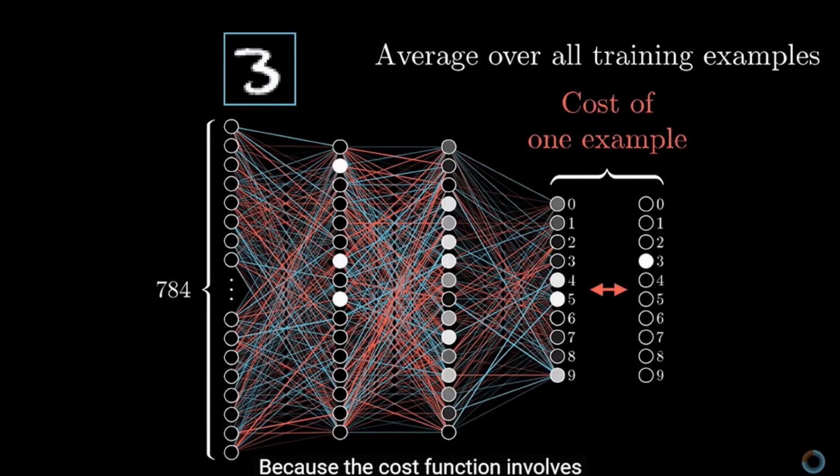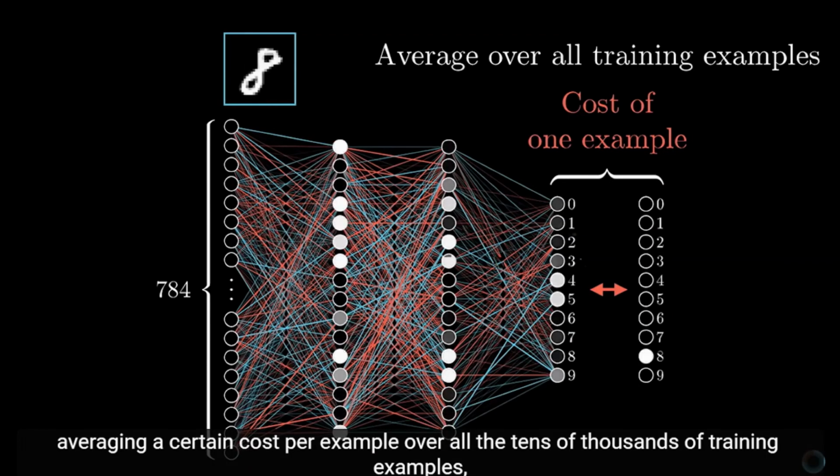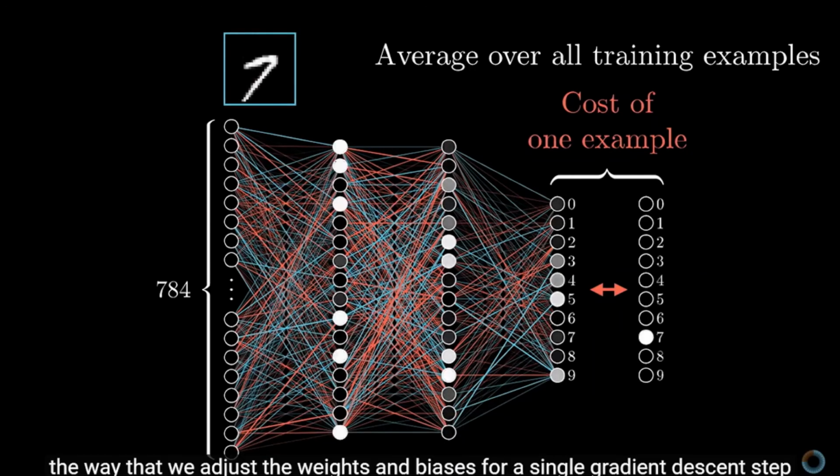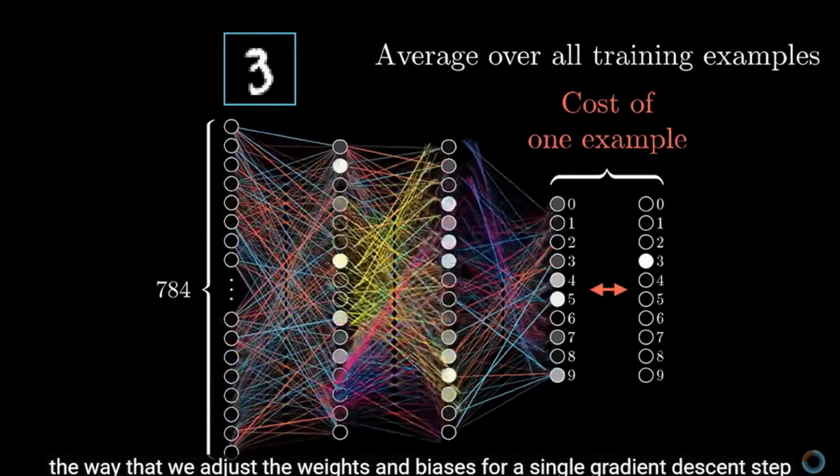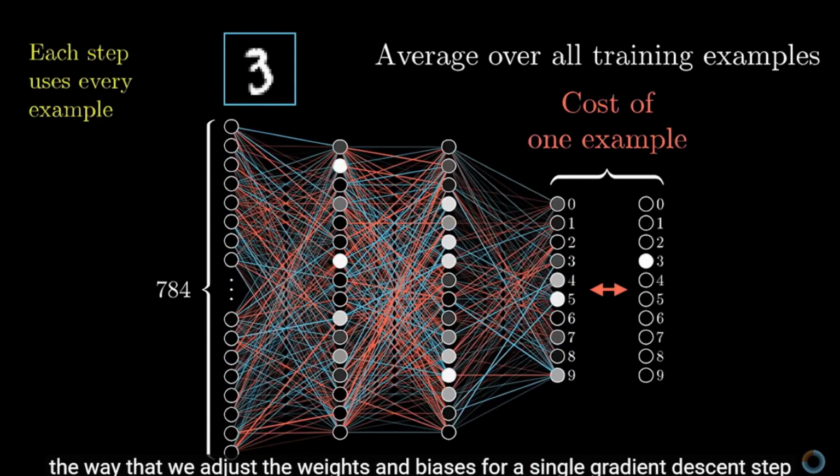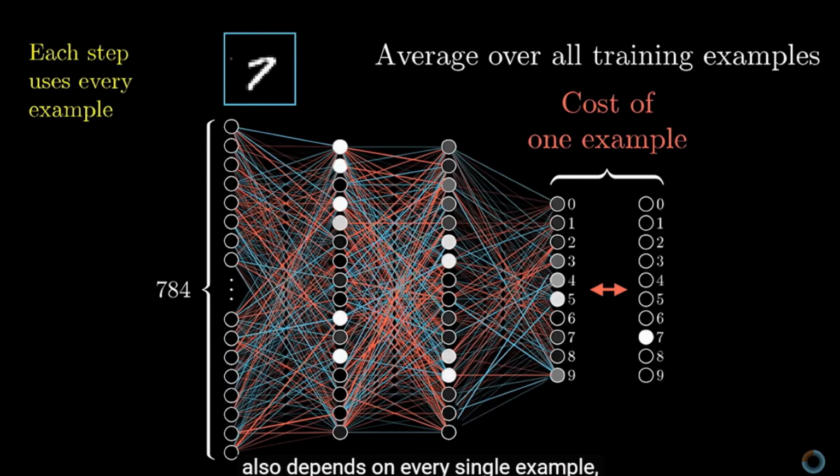Because the cost function involves averaging a certain cost per example over all the tens of thousands of training examples, the way that we adjust the weights and biases for a single gradient descent step also depends on every single example.